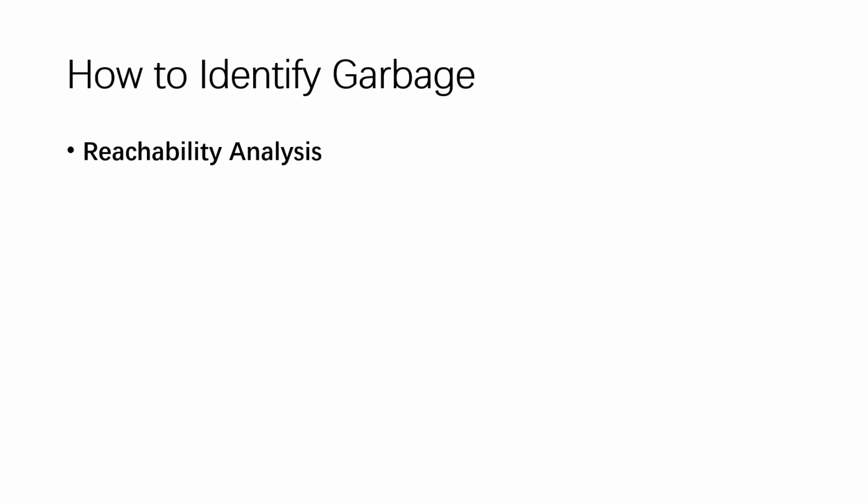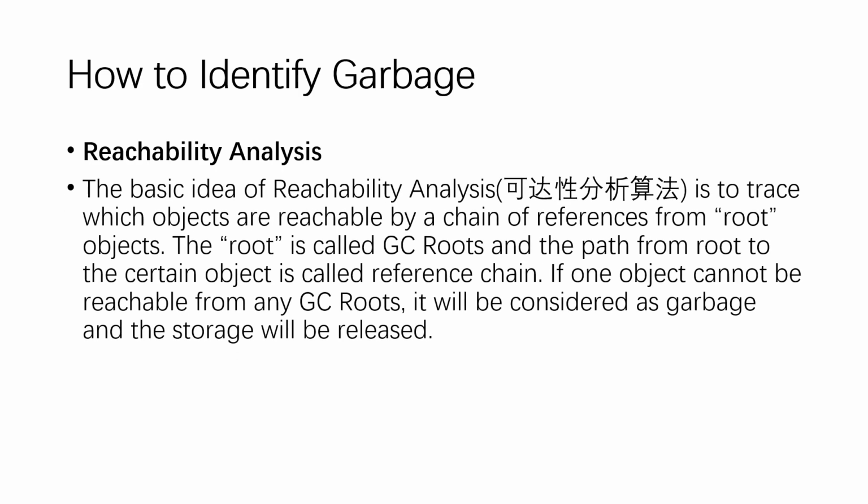So, reachability analysis. The basic idea of reachability analysis is to trace which objects are reachable by a chain of references from a root object. The root is called a GC root, and the path from the root to a certain object is called a reference chain. If an object cannot be reached from any GC root, it will be considered garbage, and the storage will be released.